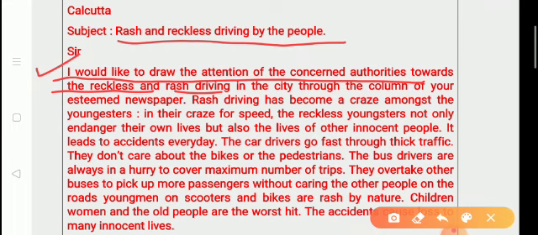Rash driving has become a craze among the youngsters. In their craze for speed, the reckless youngsters not only endanger their own lives but also the lives of other innocent people. It leads to accidents every day. The car drivers go fast through thick traffic. They don't care about the bikes or the pedestrians. The bus drivers are always in a hurry to cover maximum number of trips. So these are the things you also experience in your daily life.